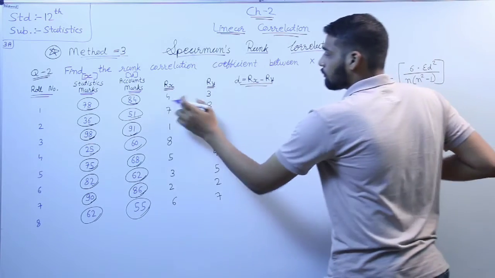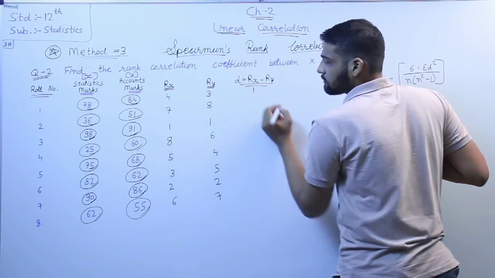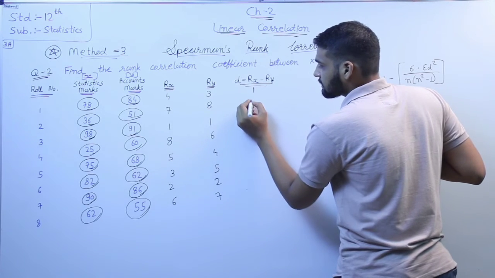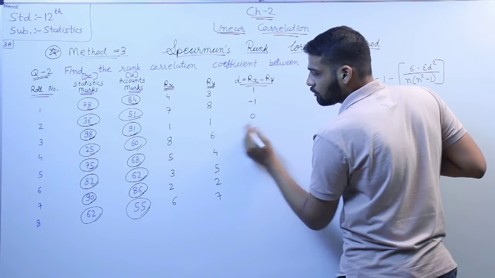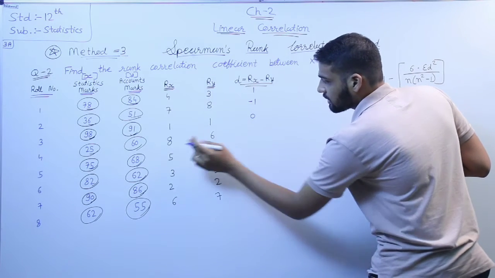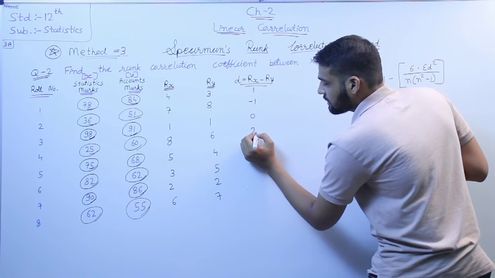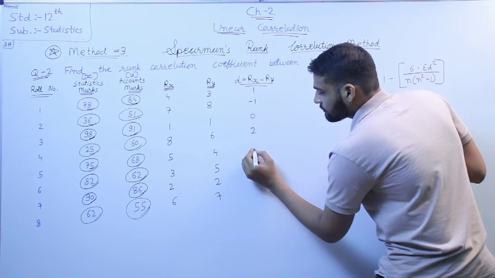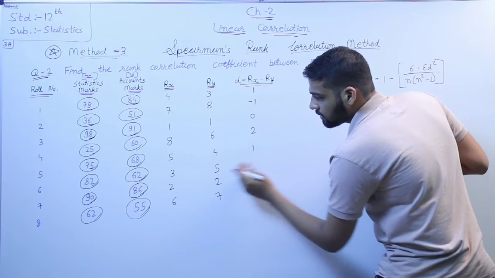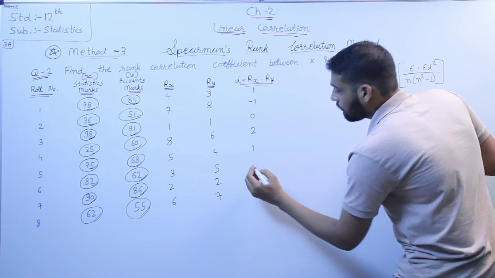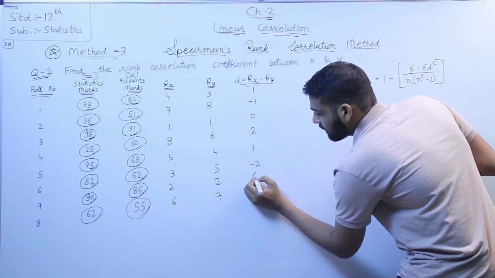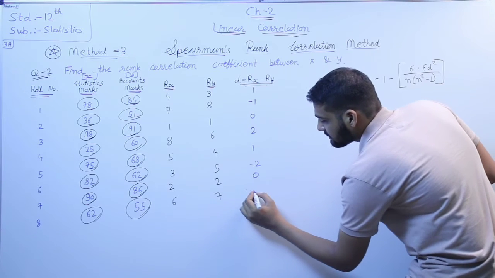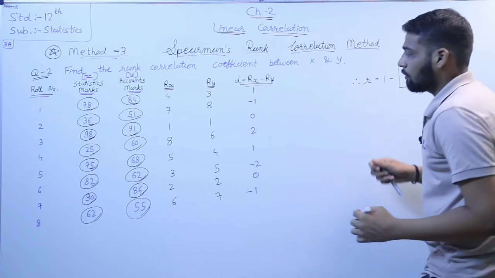So 4 minus 3, that means 1. 7 minus 8, that means minus 1. 1 minus 1, that means 0. 8 minus 6, that means 2. 5 minus 4, that means 1. 3 minus 5, that means minus 2. 2 minus 2, that means 0. 6 minus 7, that means minus 1.